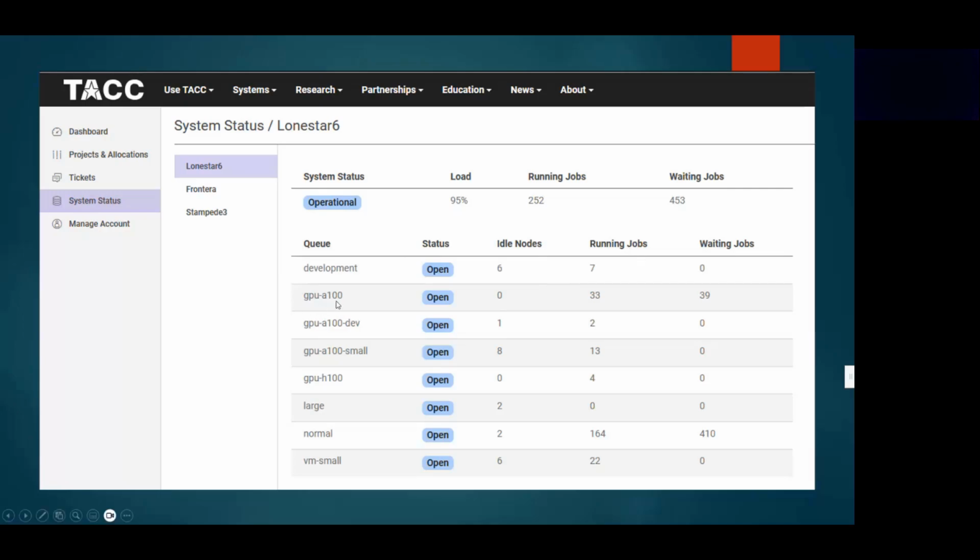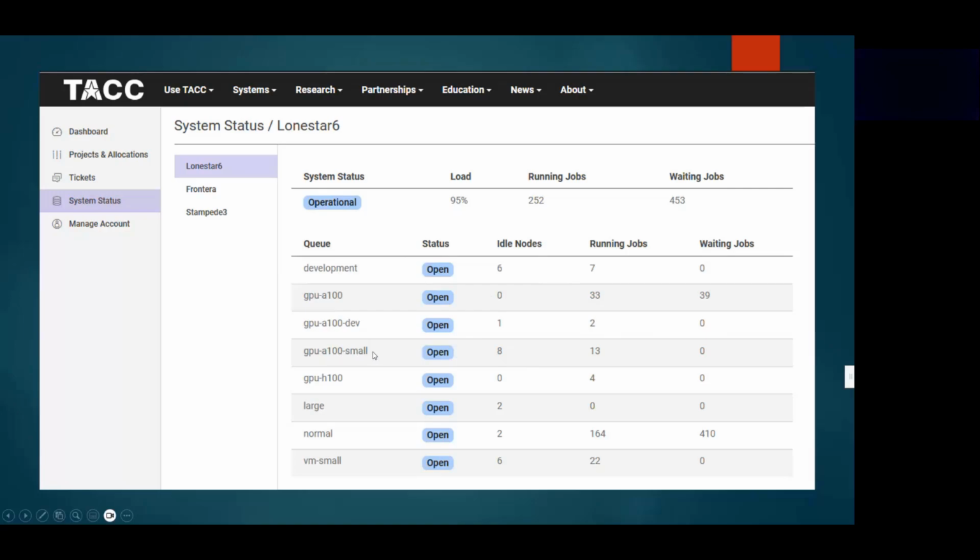And then you see here GPU A100. There are a total of 20, right? Total 20 of these kind of nodes, 0 idle, all running, and you see here waiting is 39. Here has a similar one, A100 development. That is not really for you to run a big job. If you have a smaller job, you want to develop and test your program, you can use this one. There's 1 node available, only 2 jobs, none waiting.